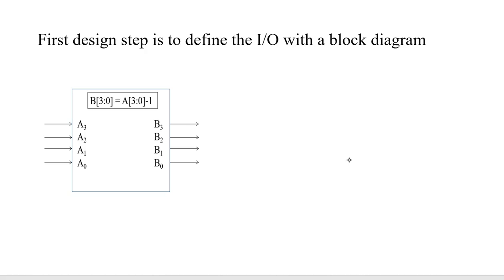So our first step in the design process is to define the input-output. We can define that with a block diagram, and we show a block diagram here with 4 inputs for our 4-bit binary inputs and 4 outputs. We'll use A and B, and we'll use subscript notation to denote A0 through A3 and B0 through B3, where B is equal to A minus 1. We've defined what we mean by a decrementer.